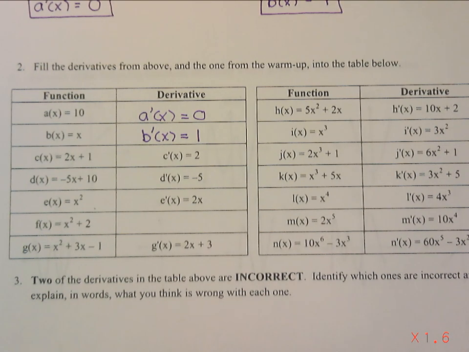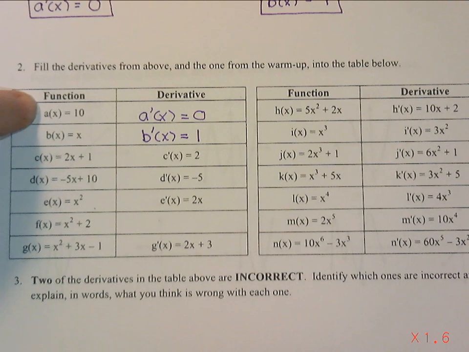Okay, so what I'm going to ask you to do is see if you can answer part C. So part C says 2 of the derivatives in the table above are incorrect. Identify which ones are incorrect and explain in words what you think is wrong with each one. So I haven't told you what the shortcut is, but what I'm going to ask you to do is look at the functions, look at their derivatives. What do you notice? Do you notice anything, right?